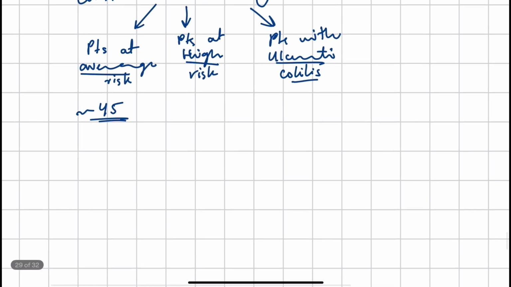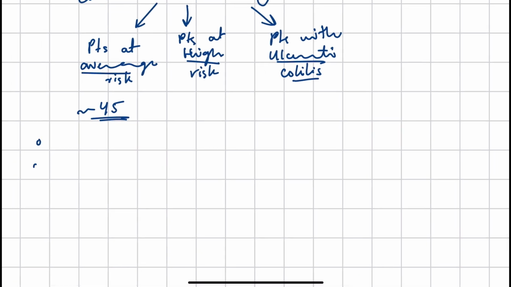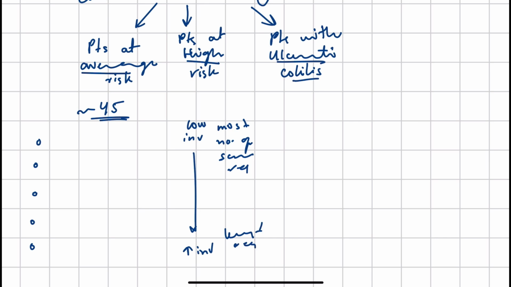Now, how would you screen? So there are the magic 5 bullets that you have to remember, and based on the degree of invasiveness, from low invasive to highly invasive, I'm going to point them down, as well as from the most number of screenings required to the least number required. Okay, I'll tell you what that means in the end.